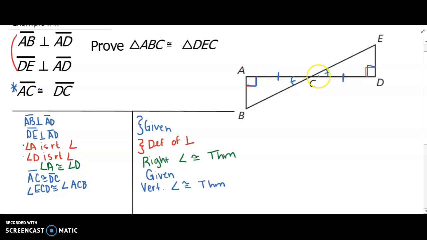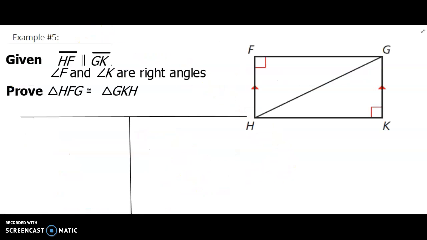Okay, and now if I look, I have two angles and a side, so all I need to know is, is the side that I know between the two angles, or is it not between the two angles? Here it is between the two angles, so I would write angle side angle with my side between the two angles, and that would be the proof for that one. All right, go ahead and try this one on your own, then we'll go over it.